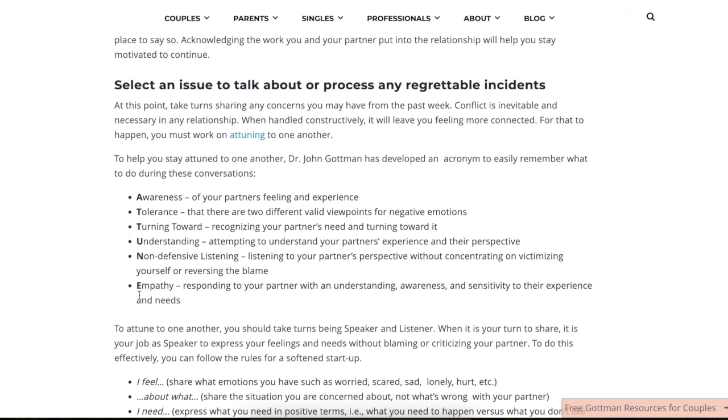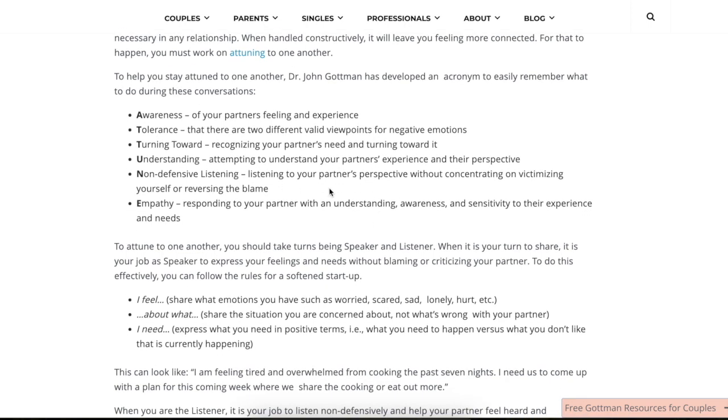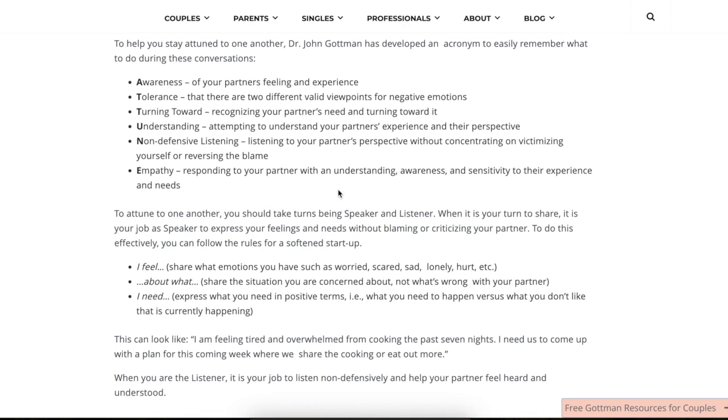So they use the acronym ATTUNE. So you are awareness. So we're really practicing empathy of the other individual or individuals, if you're using it at the team level, feelings and experience. You're recognizing that there are 2 different valid viewpoints. So this idea of, I don't love the word tolerance, but acceptance, perhaps. I think it just didn't fit the acronym. You're turning toward, so this person, whoever it is in your relationship or your team, is opening up and being vulnerable with you. You turn toward them, you accept that bid for connection. You attempt to understand, you listen without being defensive, which is super hard, especially in conflict. And then you have empathy. Understanding, awareness, sensitivity to their experience and their needs.